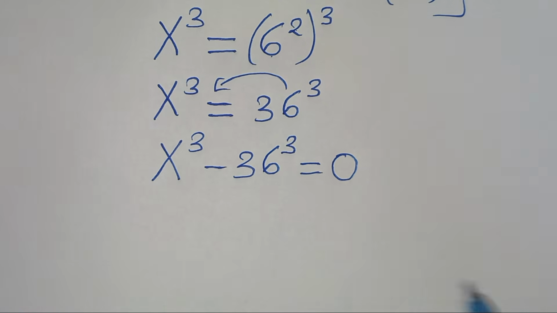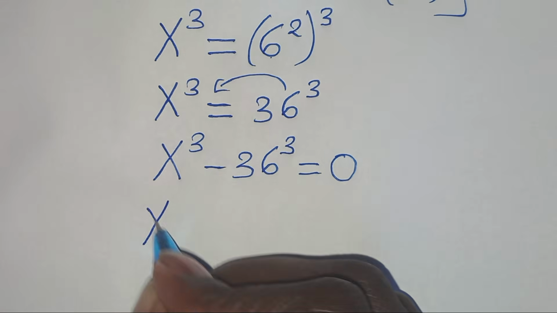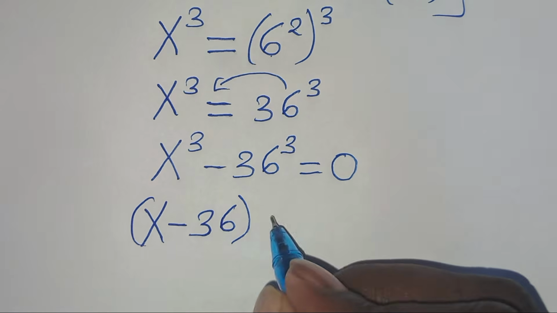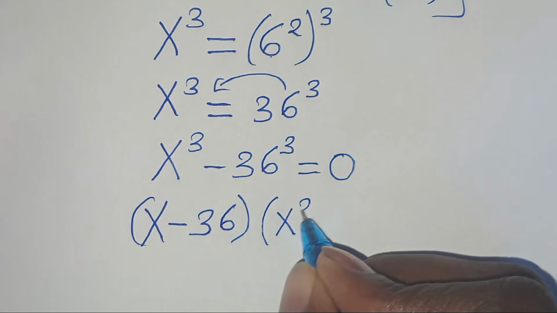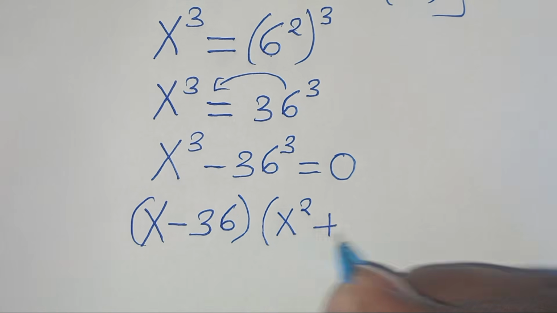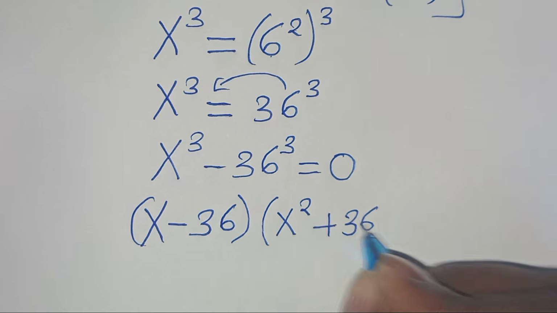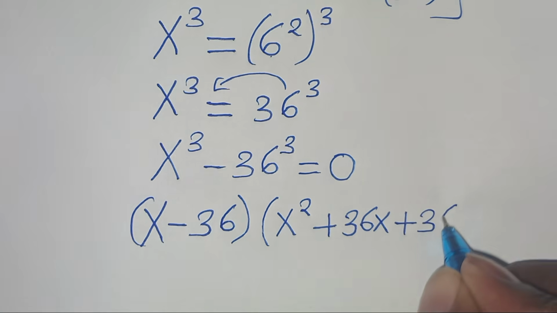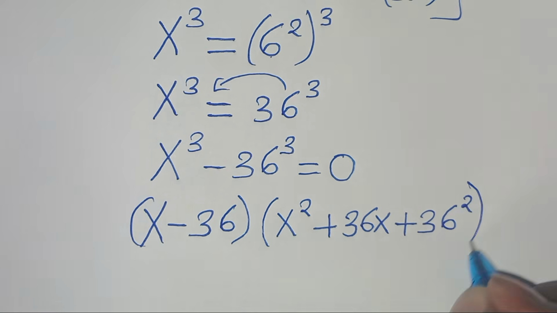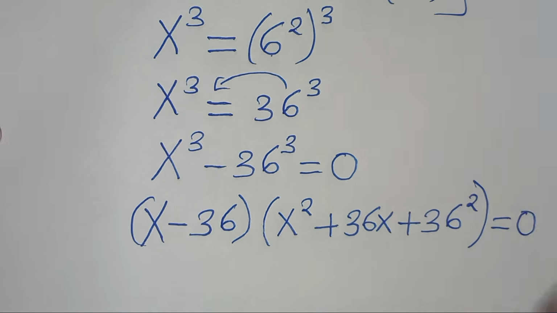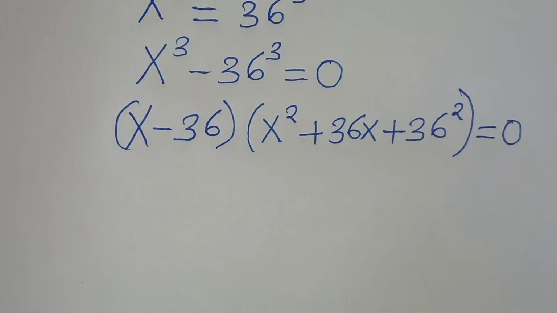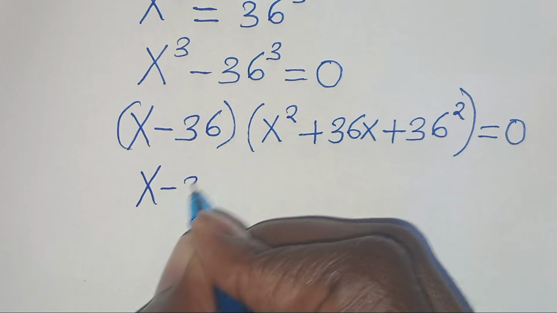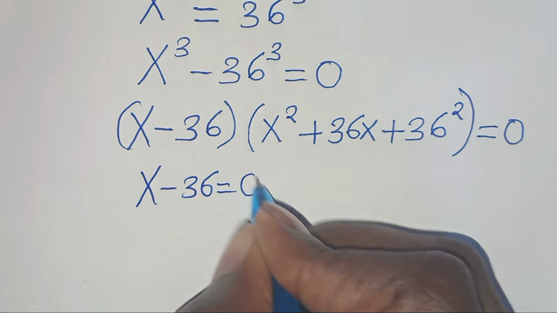This is the difference of two cubes that we can express as x subtract 36, then multiplying by x squared, then plus, here we have 36 multiplying by x, so this is 36x, then plus 36 raised to the power of 2, close the parentheses, this is equal to 0. So we have got two parts here. We have that x minus 36, this is equal to 0.